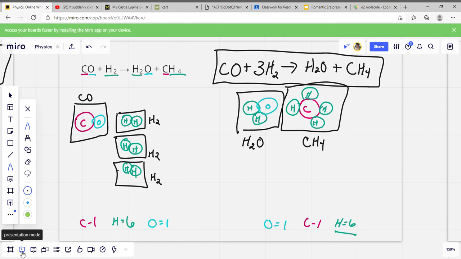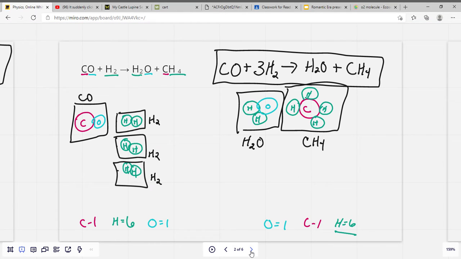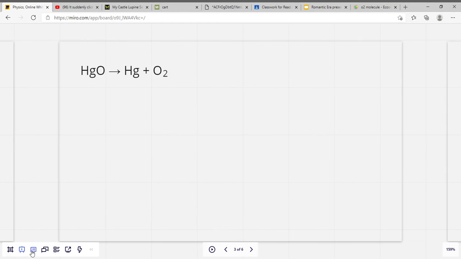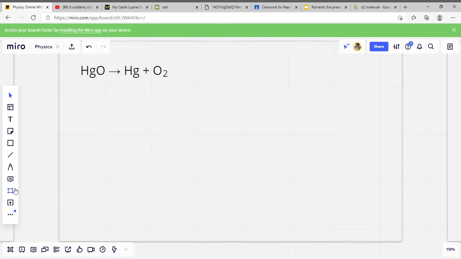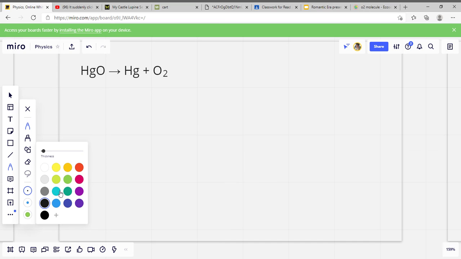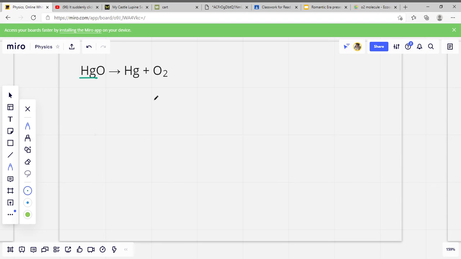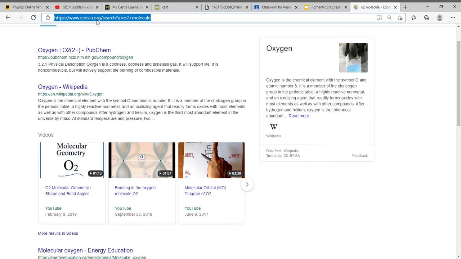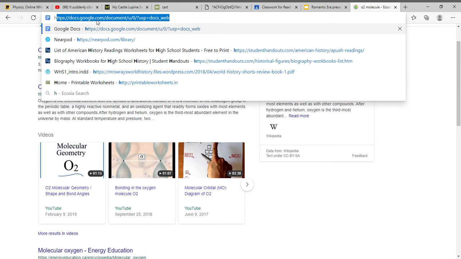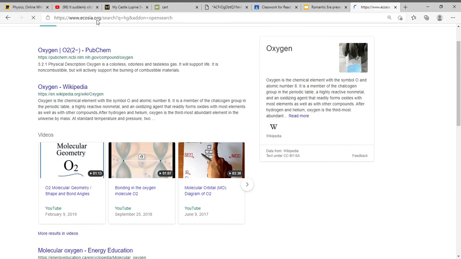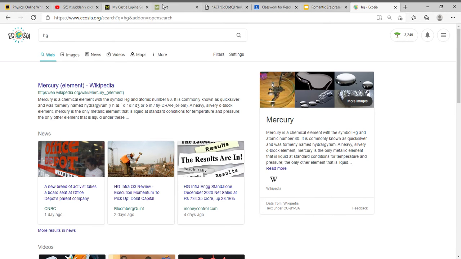All right, let's try another one. If you have to draw the little diagrams, the diagrams really help me a bunch, especially using separate colors. All right, so we're going to go hydrogen. No, this is Hg. Hg was mercury, pretty sure. Let me look it up. Mercury. Hg is mercury.